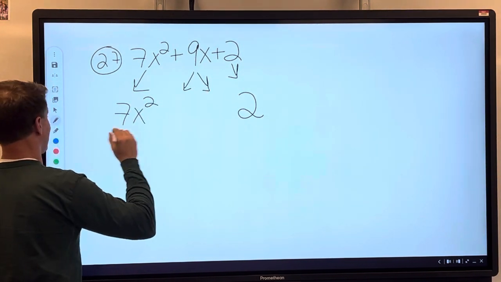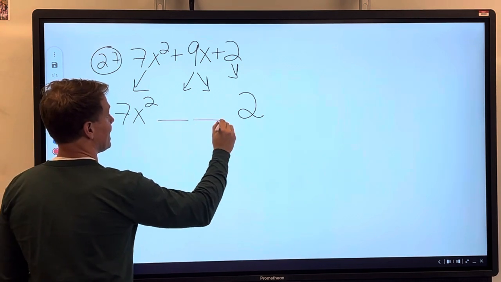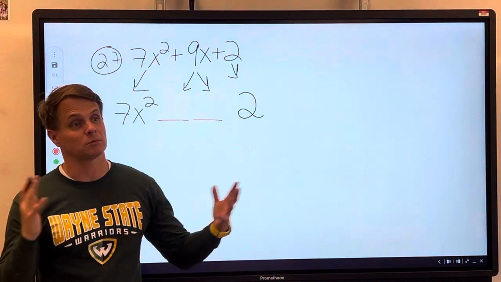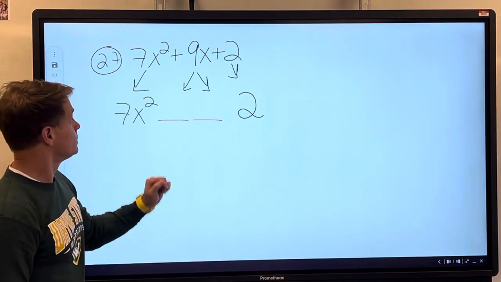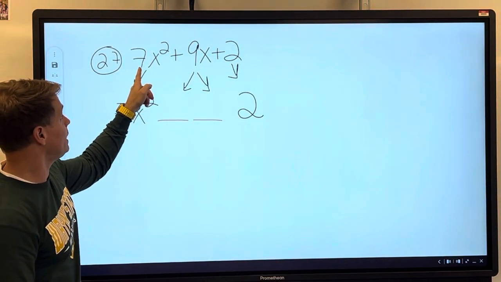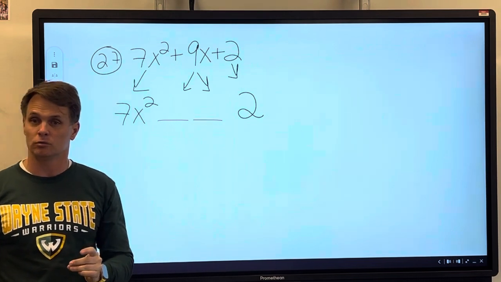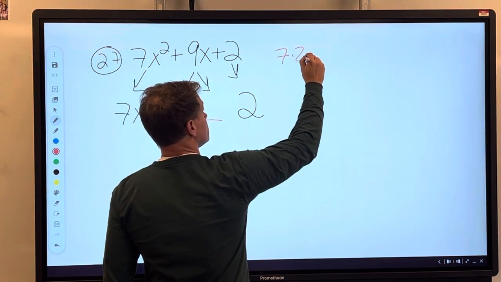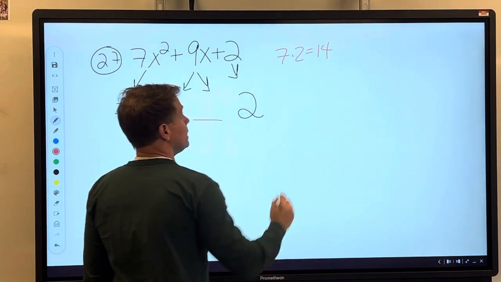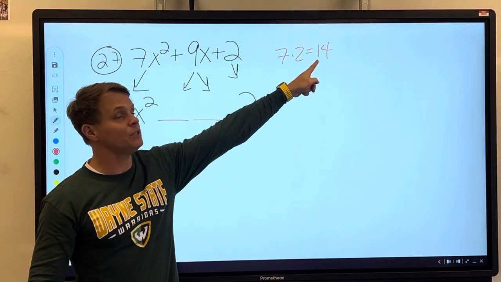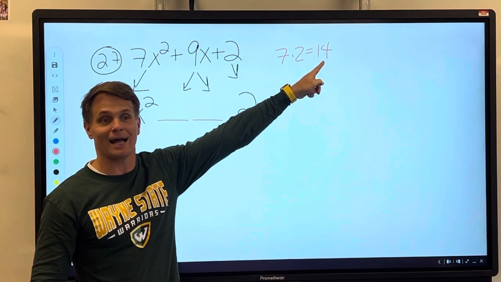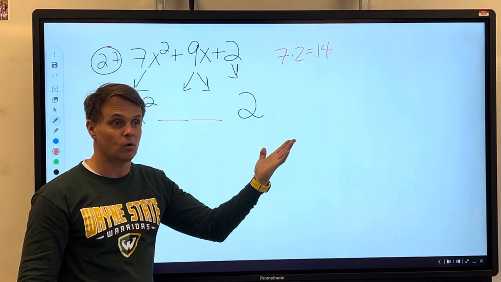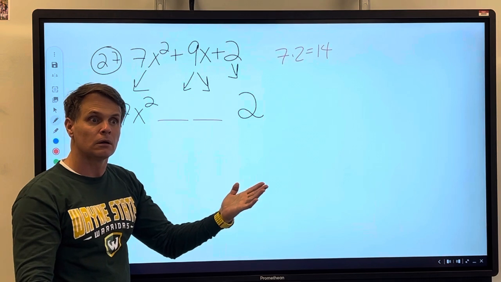Now we want to change the middle term. 2 numbers, when I add them together, that give me 9x, like 8x plus 1x, 7x plus 2x, 6x plus 3x. But in order to figure out exactly what we need, I'm going to multiply 7 times 2, which is 14. Now we have to figure out what 2 factors of 14 add together to give me 9.